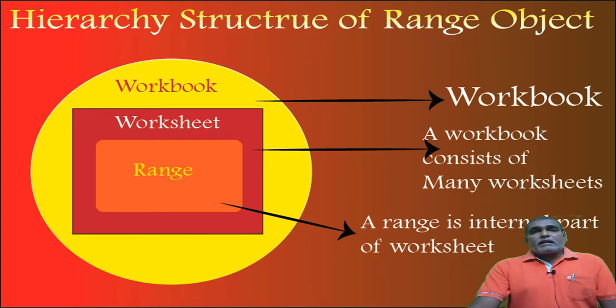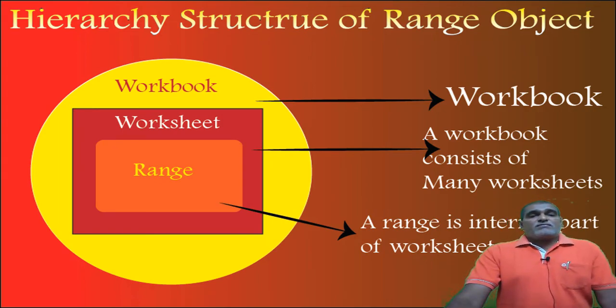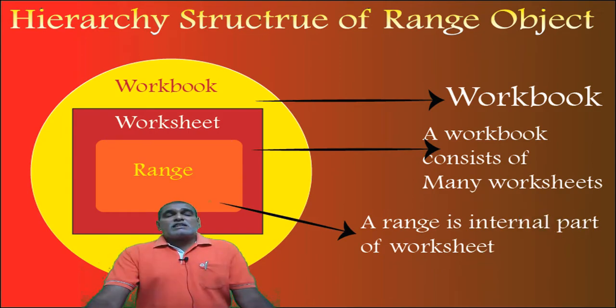Before entering into the coding part, let me explain the hierarchy structure of the range object. As we are writing the code in the workbook, the workbook becomes the first object. Inside the workbook, we can find a number of worksheets. Hence, worksheet is the second object. Inside the worksheet, we can define the range. Range denotes one or more cells. So this is the hierarchy structure of the range object.